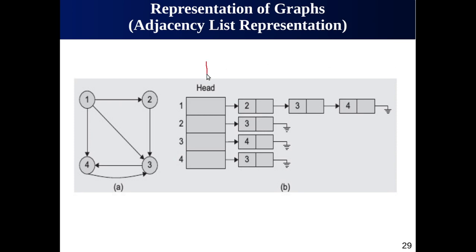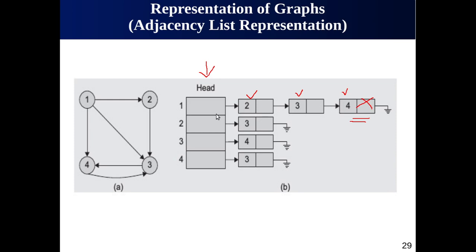Again, we have an array. How many nodes do we have here? 4 nodes: 1, 2, 3, 4. What are the adjacent nodes of 1? 2, 3, and 4. So you can see 2, 3, and 4. This is the last element, so in the last element the pointer field is empty. It does not contain the address of a next element because we do not have a next element.